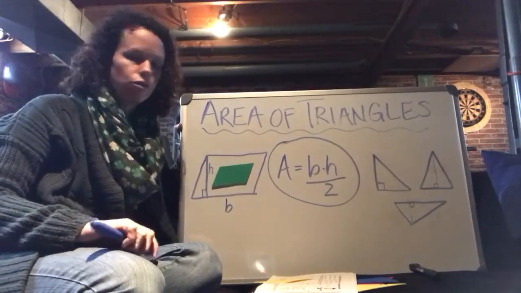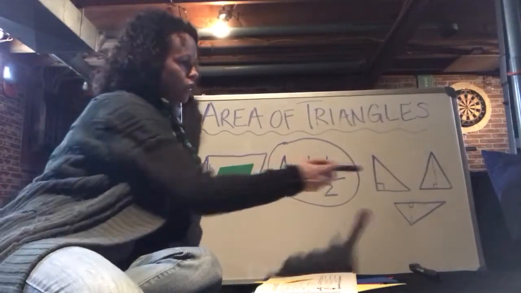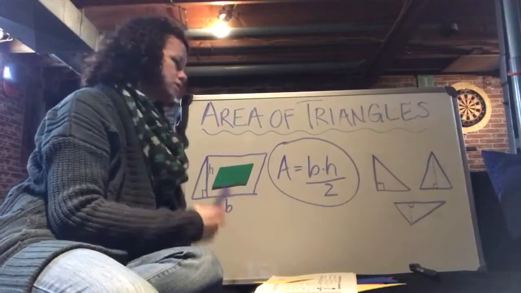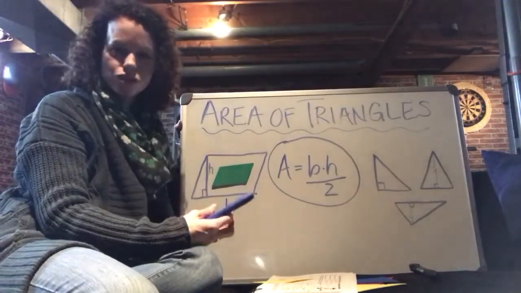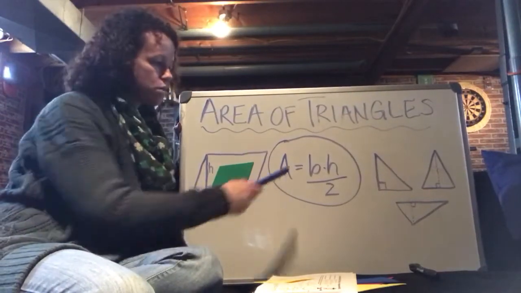So that's all you're going to use. Base times height divided by 2. And you're going to see all kinds of different triangles on your sheet. You're going to see some right triangles, some scalene triangles, some isosceles triangles. But all of them, it doesn't matter what kind of triangle you're dealing with, it's going to be base times height divided by 2.